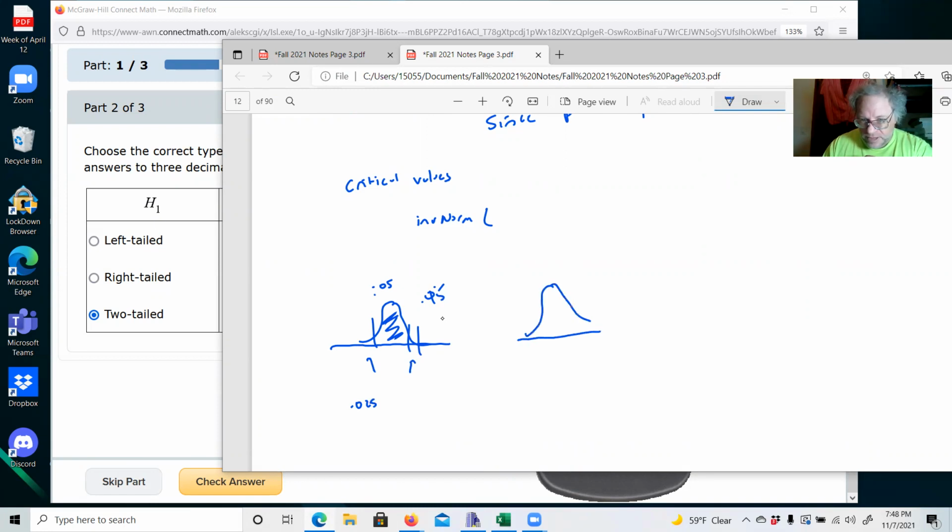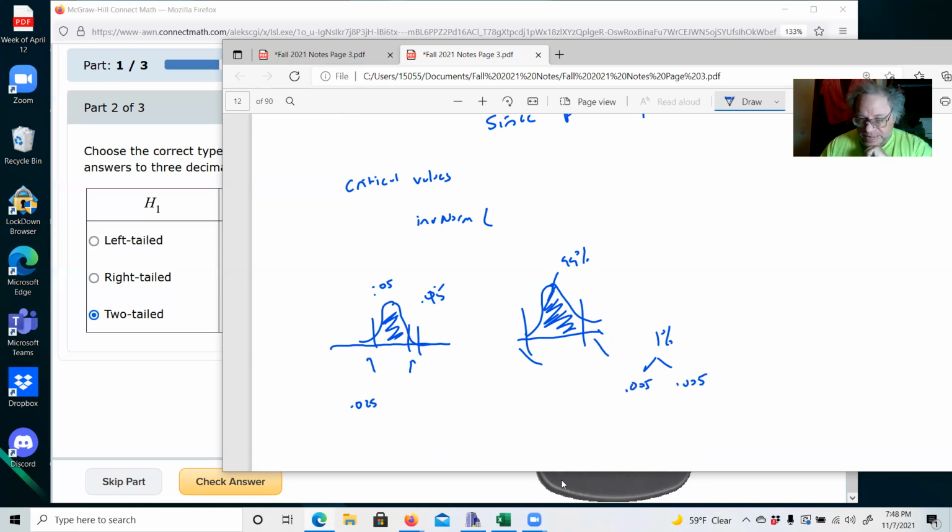And for 99%, again, here's our 99%. How much you got left? You got 1% left. So these pieces here have to add up to 1%. If we're going to break these things into two pieces, I've got to put half a cent in one pocket and half a cent in the other pocket.